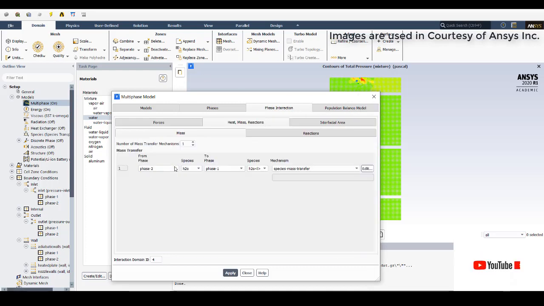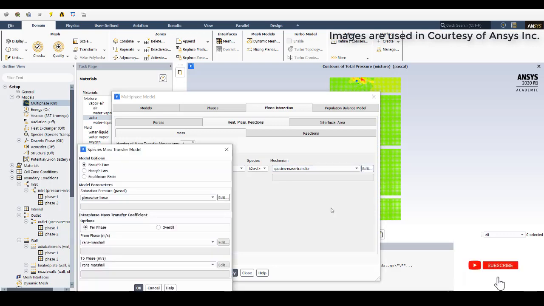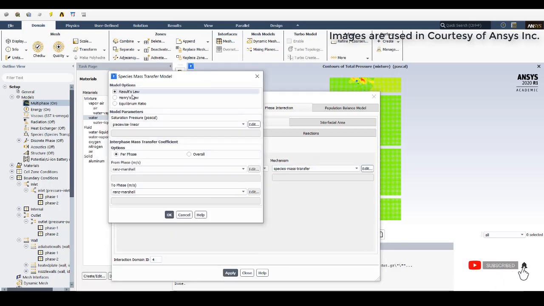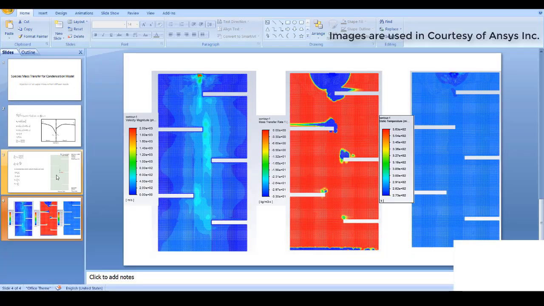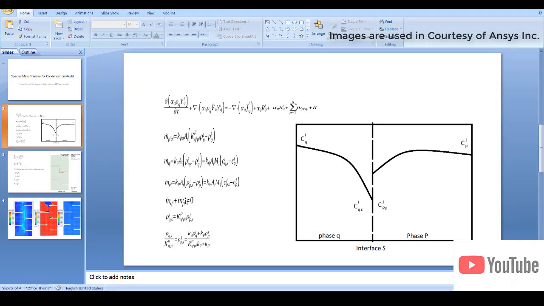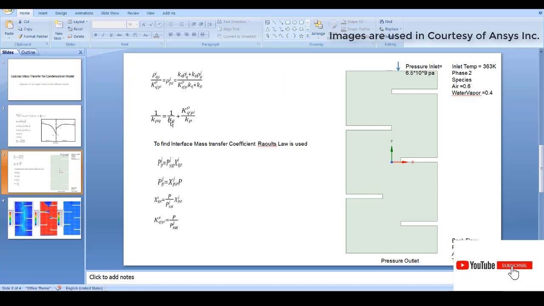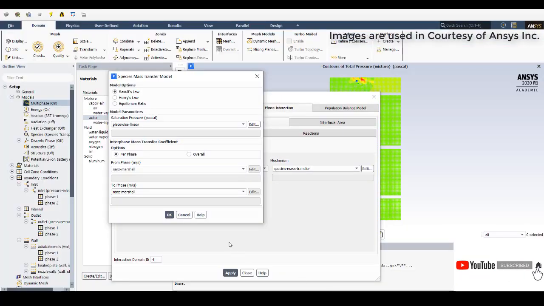Get into the mass transfer mechanism, where water vapor from phase 2 will be turned into liquid water in phase 1 by using a specified mass transfer mechanism. In that I'm using Raoult's law, as I've stated, and previously I mentioned Kp and Kq. If you can see in the presentation, this Kp and Kq can be found using this Ranz-Marshall model, which is important for calculation of the constants Kp and Kq.